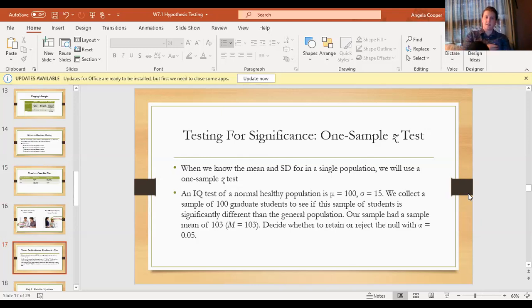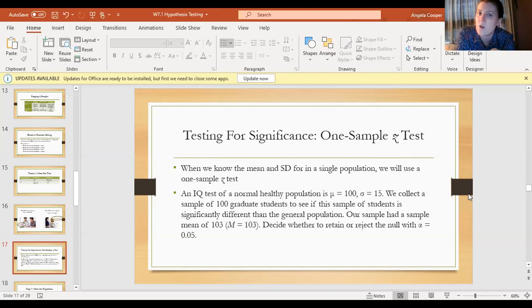So let's take a look at this. An IQ test of a normal, healthy population has a mean of 100 and a standard deviation of 15. We collect a sample of 100 graduate students. So here we have our sample. You can also tell it's a sample because, one, it says we collected a sample, but it also gives you a number of people.